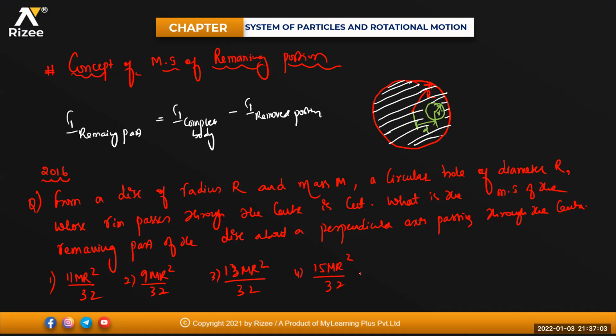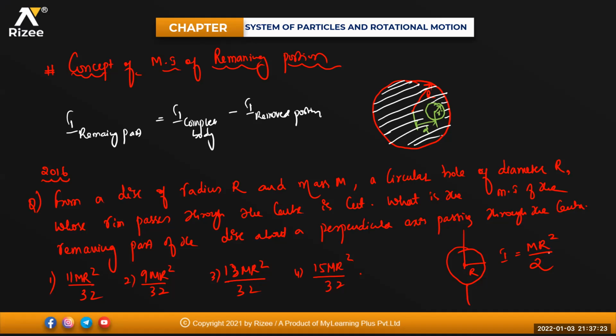Moment of inertia for the disk about an axis passing through the center and perpendicular to the plane. This is your disk, this is your axis passing through center and perpendicular to the plane. So moment of inertia will be equal to how much for me? MR square divided by 2. Clear, beta?